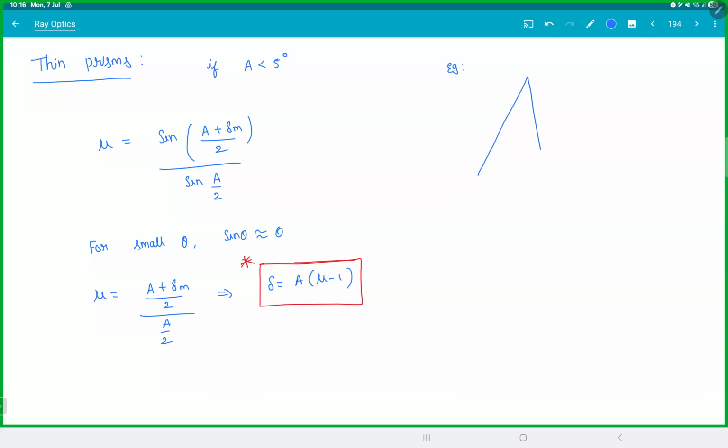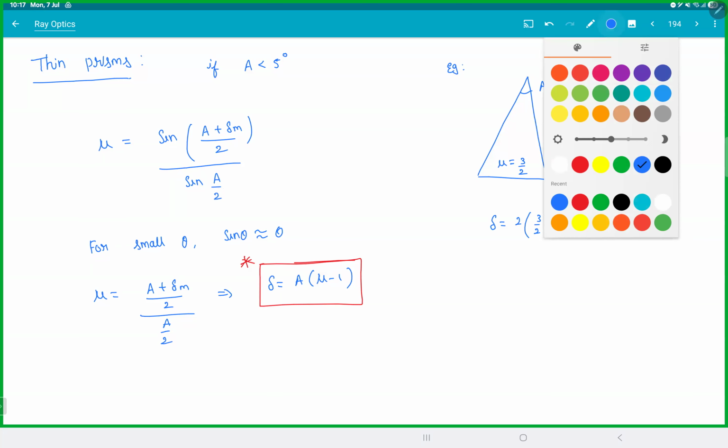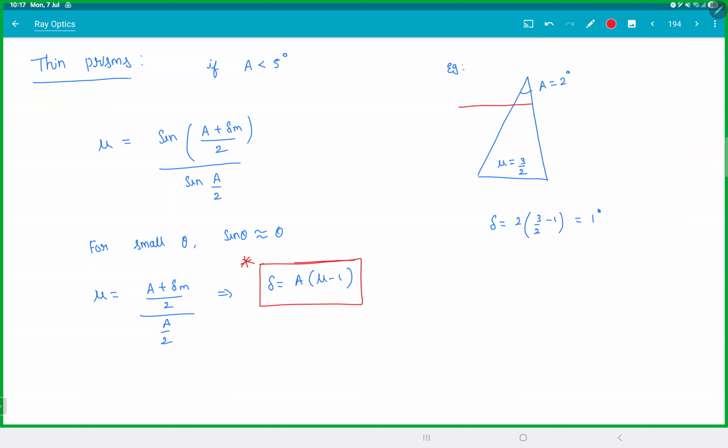Example, let's say if you take a prism like this, where A is 2 degrees and let's say mu is equal to 3 by 2. So the formula gives you delta is (3 by 2 minus 1) times 2, which is 1 degree. Meaning if you send a light ray like this, it will deviate. Again, it's quite a small deviation. This delta is 1 degree. That is the meaning of it. Okay.